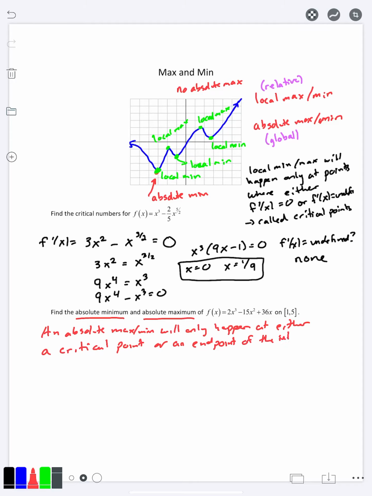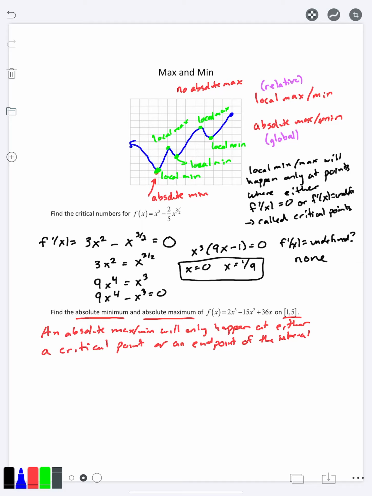And we're going to give you an interval every time so that we can use that here. Because if you have a graph that goes off to infinity, you won't have an absolute max. But if you force yourself to stop at some point by putting an interval there, then there will be an absolute max. And that's what we're always going to do here.